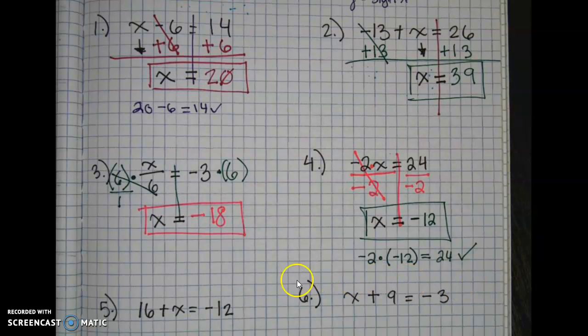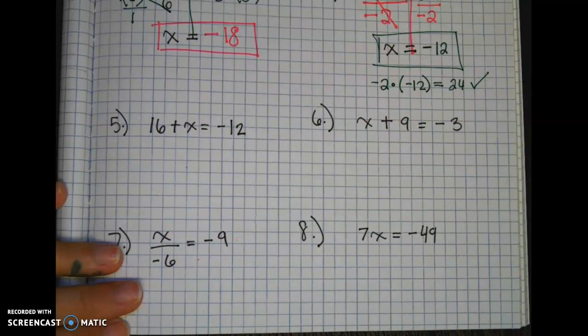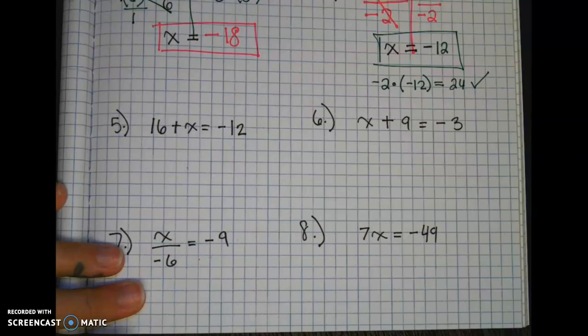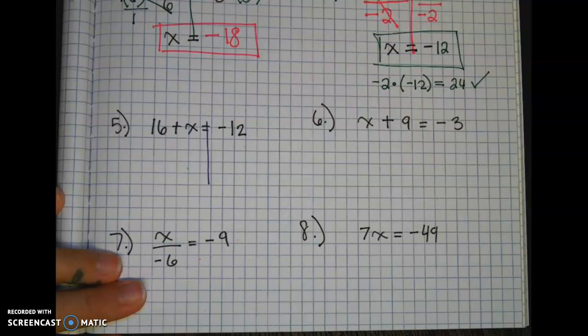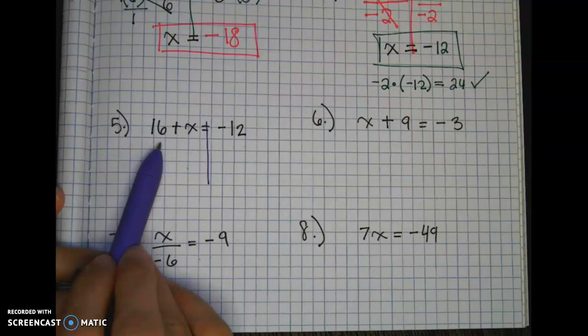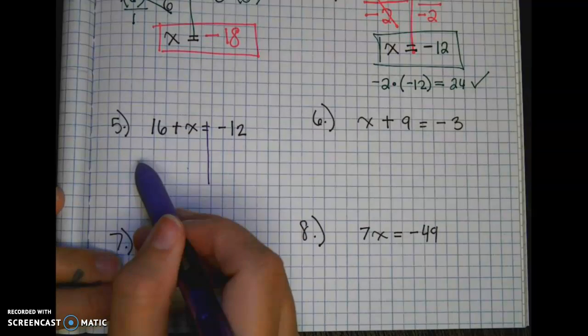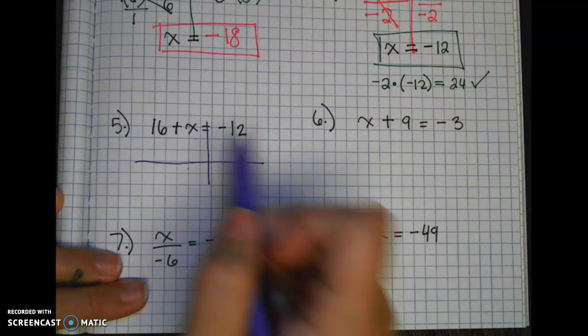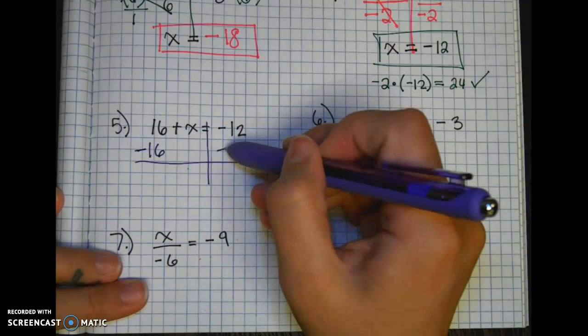Get ready for the next 4 problems. So now I have my next 4 problems. I want you to try these 4, pause the video, try the 4 by yourself, and see if you get the same answer as me. So I'm going to draw my line straight down from the equal sign. Since I am dealing with a positive 16, because there's no negative in front of it, so I know it's positive, I need to do the opposite, which is subtract. So I need to subtract 16 from both sides.